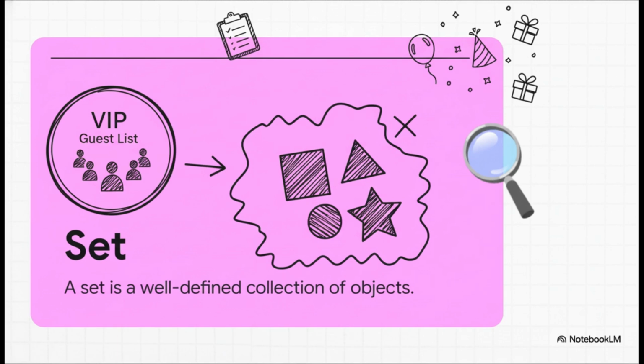Now, what on earth does well-defined actually mean? Well, think of it like this. You're throwing a party, and you've got a super strict VIP guest list. There is absolutely no confusion about who's on the list and who's not. That's a set. It's a collection where you can say with 100% certainty whether something belongs or not.